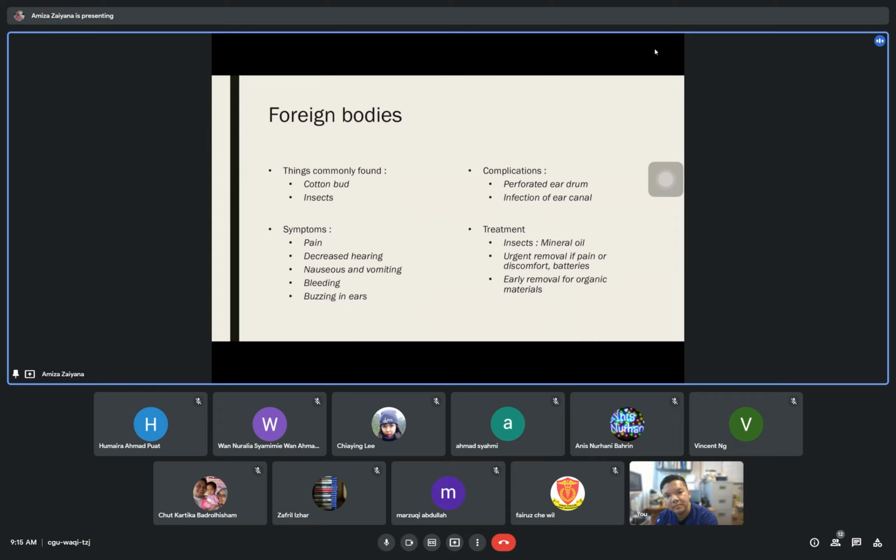So for the treatment, for the insect we can infuse mineral oil. Tak pasti dekat ED kita ada ke tak benda ni. Also we have to try urgent removal of the insect or any foreign bodies, to reduce the pain and discomfort. As for organic materials, for example makanan ke apa ke, kita kena buang secepat mungkin sebab it is more prone to infection.